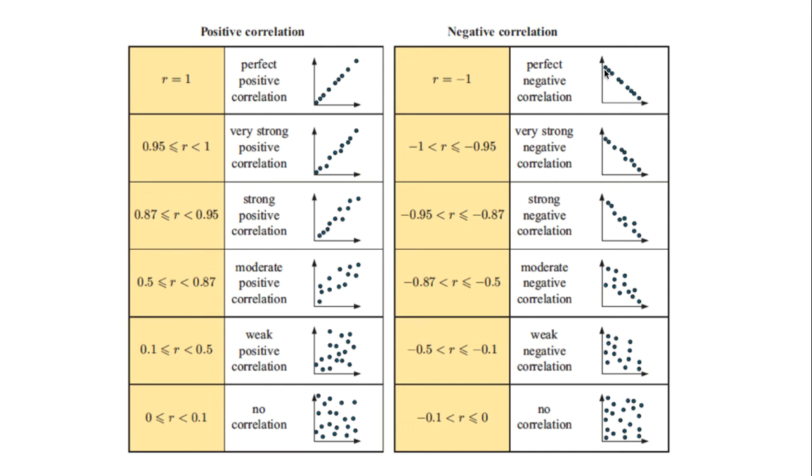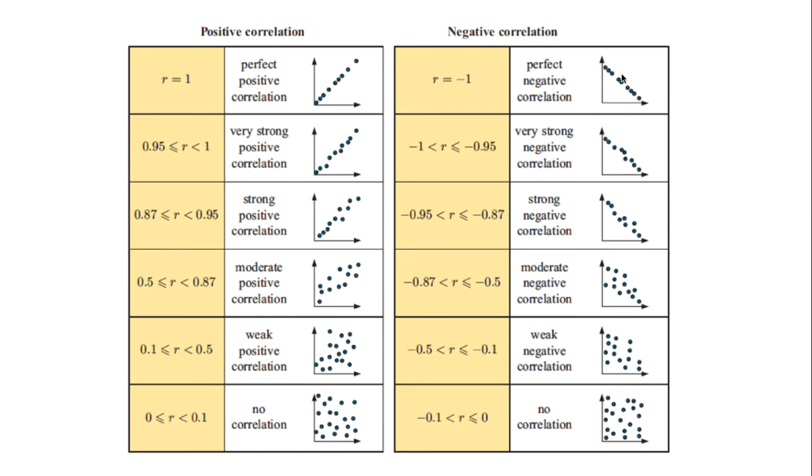A negative correlation means that as the independent variable increases, then the dependent variable decreases. So this line is going down. So things that generally trend in the upward direction from left to right are positively correlated, and scatter plots that tend to move in the negative direction are negatively correlated.